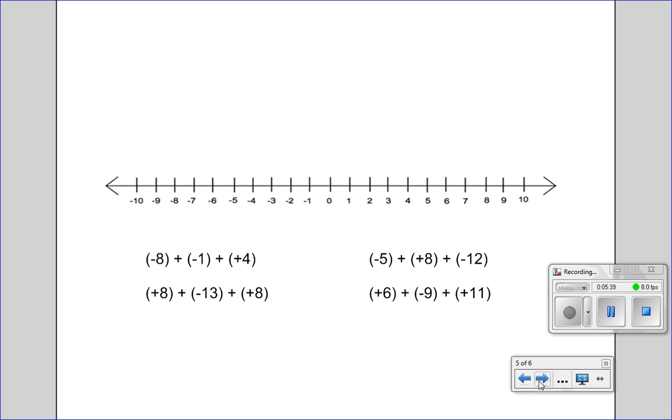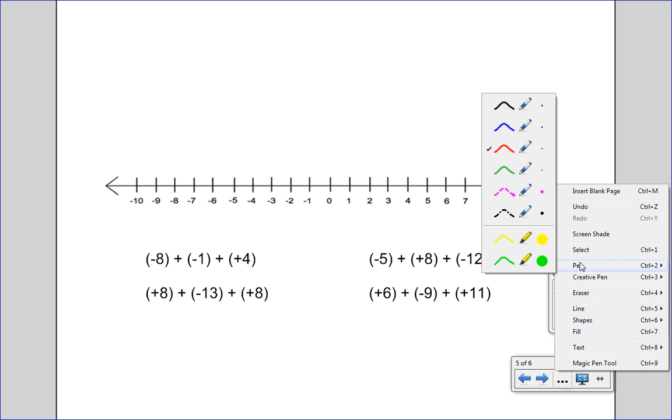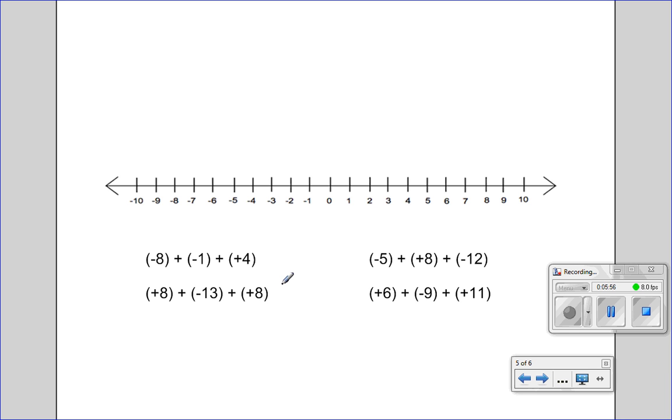All right. I'll do the first one on this page, and as you can see, I've extended these integer addition problems. So now we're adding 3 integers. Let's take the first one. We've got -8 plus -1 plus +4.